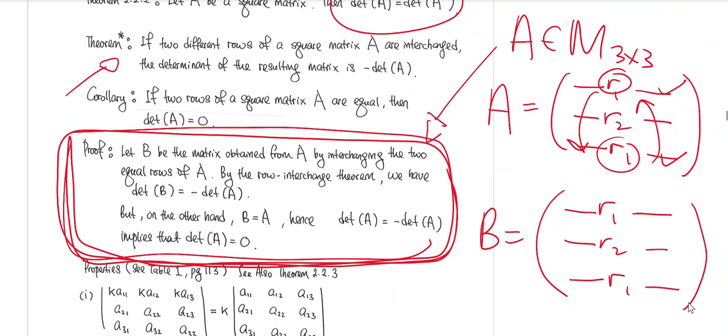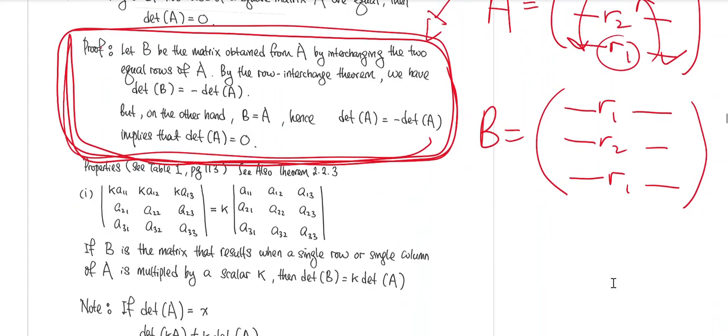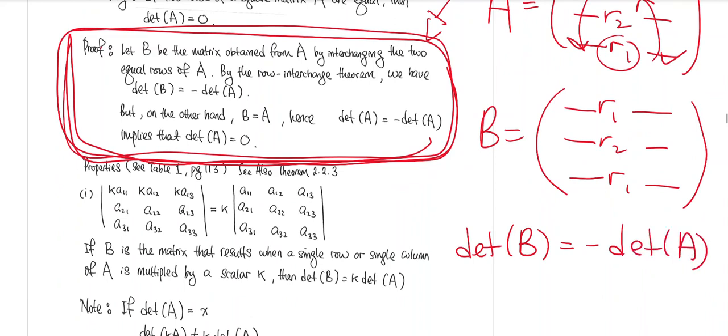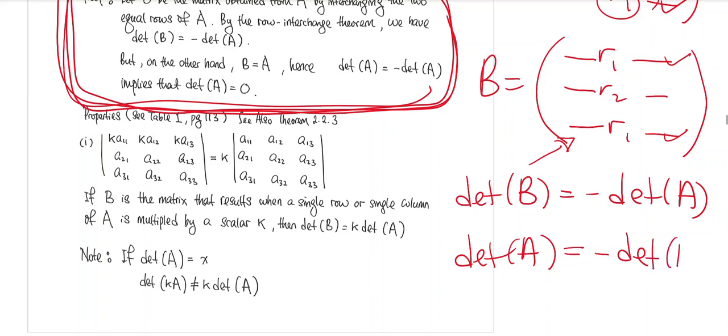Now, according to the interchanging rows theorem right here, we know that the determinant of B is negative the determinant of A, because I obtained B by interchanging the first and the third row of the matrix A. Now, this determinant of B is actually the determinant of A, because the first row and the third row are the same. So it's exactly the same as A after you interchange. So now you have determinant of B equals determinant of A, and that determinant of B equals negative the determinant of A.